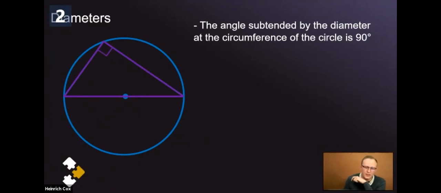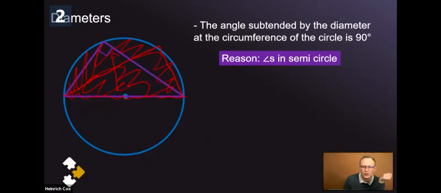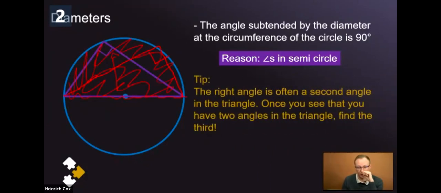So you can see here that this line here is our diameter, and it subtends that angle there, right? So that angle is going to be a right angle. And the reason we use is angles in a semicircle. So basically, when you've got a diameter, the segments that it divides your circle into are semicircles. So any angle within that semicircle is going to be a right angle. And that's why we use that terminology.